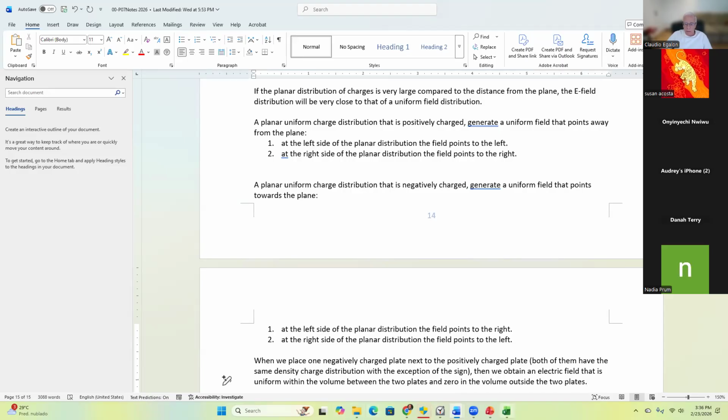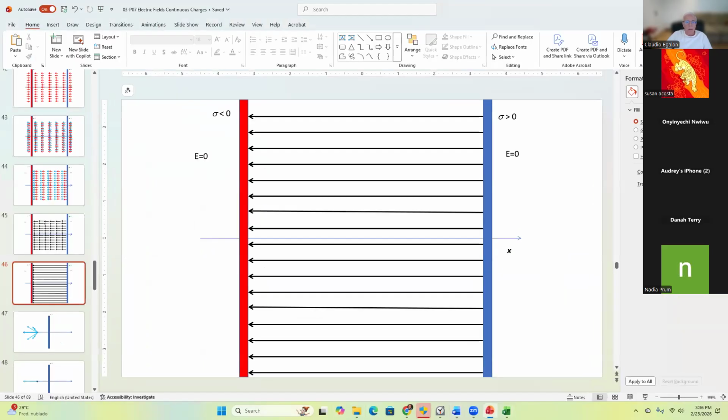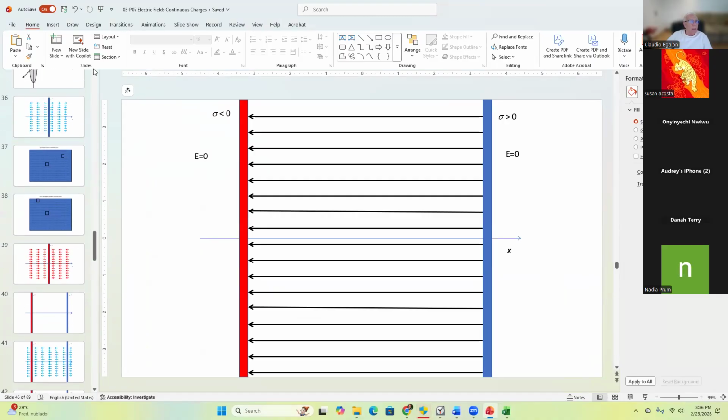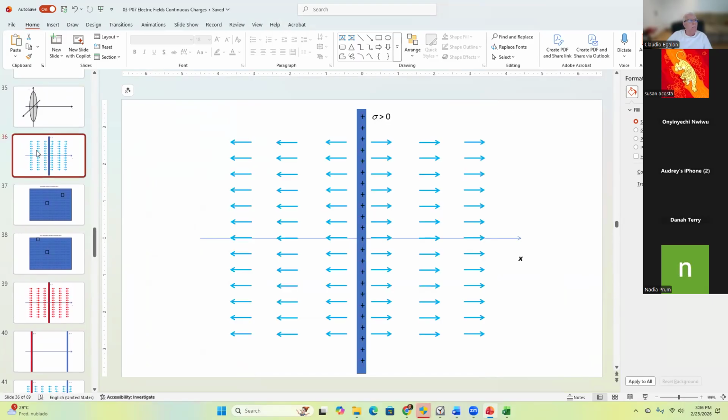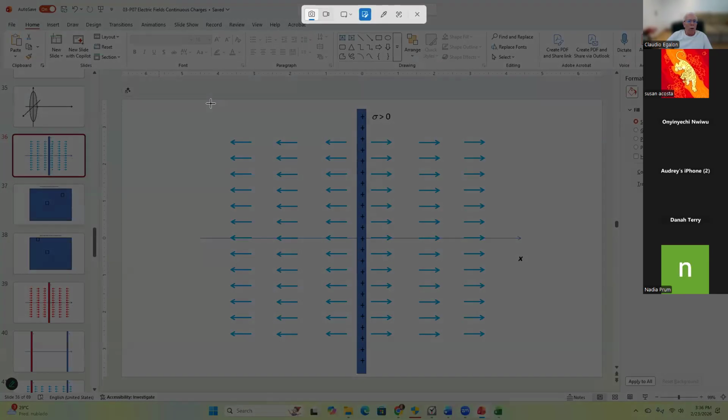Going back here. Let me copy that. I'm not going to copy everything because it becomes too large in the snipping tool. Let's get my snipping tool here.